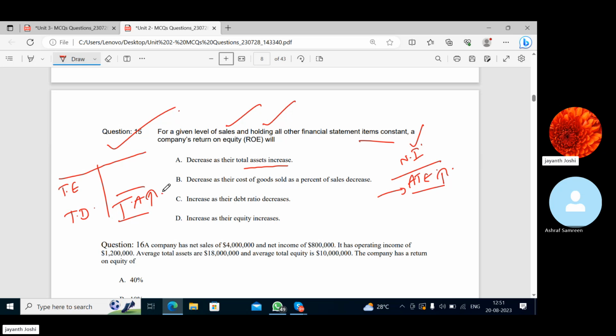That means you will buy the assets. Short term assets you can buy with your cash holdings. Long term assets you have to raise funds to buy them, correct? And if this has to increase, this should also increase ultimately. And they are saying other things are constant. So if I'm increasing my assets, this will also increase. If this will increase, my ratio will decrease. Option A.